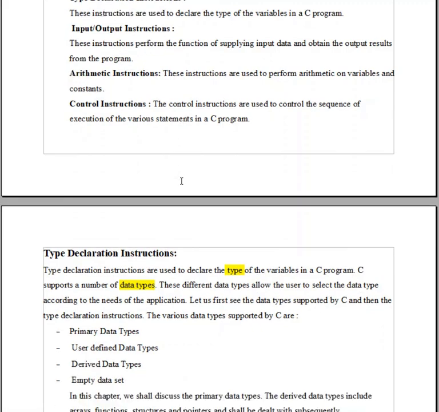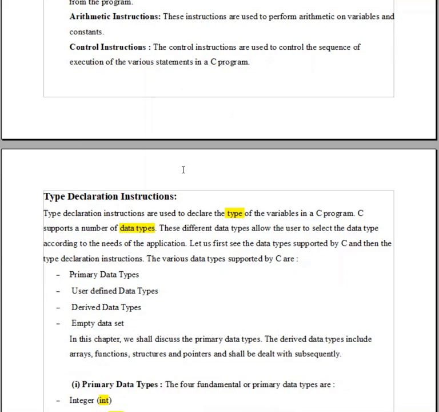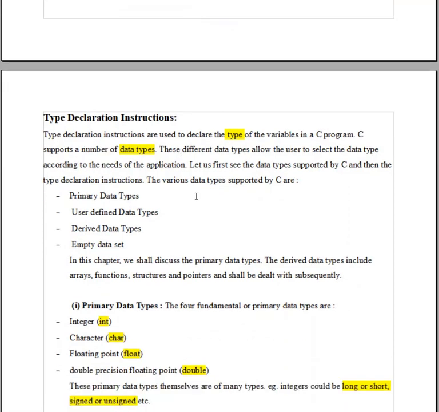Then sometimes we have to perform operations, for which we use arithmetic instructions, and to control the flow of the program we use the control instruction. Here we are going to deal with the declaration instruction. So first is variables in C that we have to understand.